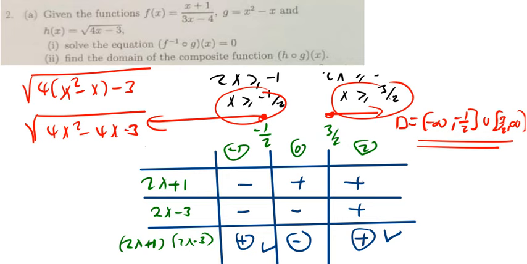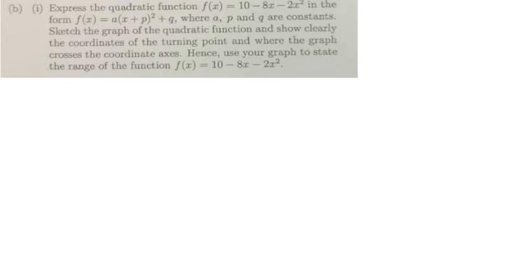Okay, let's go to part B. Part B is saying express the quadratic function f of x, which is that, in the form of that, where a and b are constant. Then we sketch the graph clearly indicating the coordinate, the turning points, and hence use your graph to state the range.